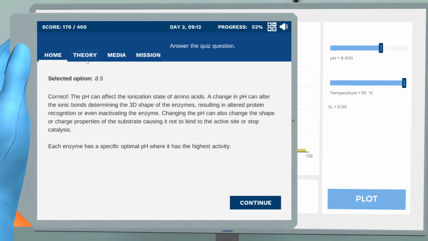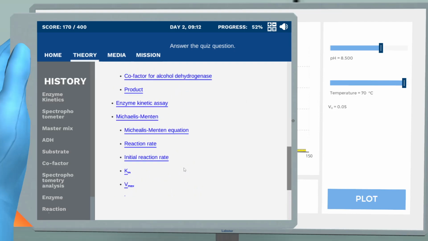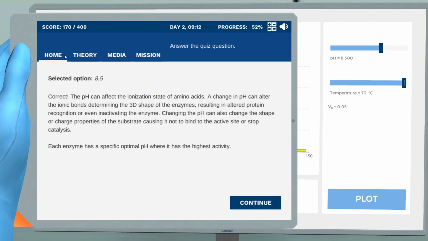Correct. The pH can affect the ionization state of amino acids. A change in pH can alter the ionic bonds, determining the 3D shape of the enzymes, resulting in altered protein recognition or even inactivating the enzyme. Changing the pH can also change the shape or charge properties of the substrate, causing it not to bind to the active site or stop catalysis. Each enzyme has a specific optimal pH where it has the highest activity.